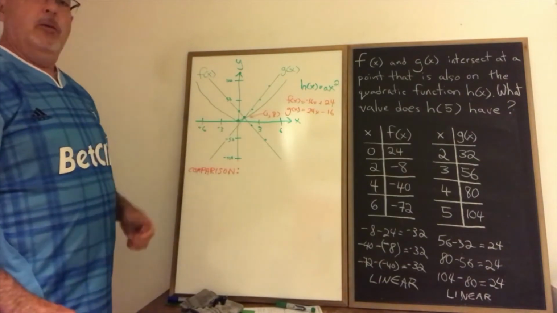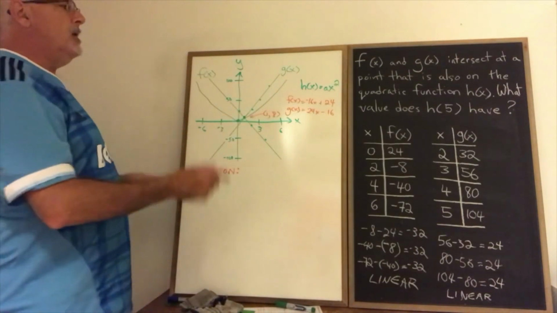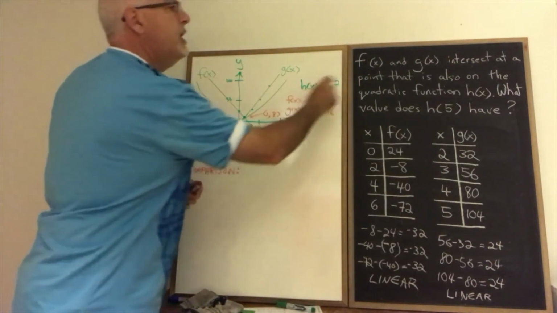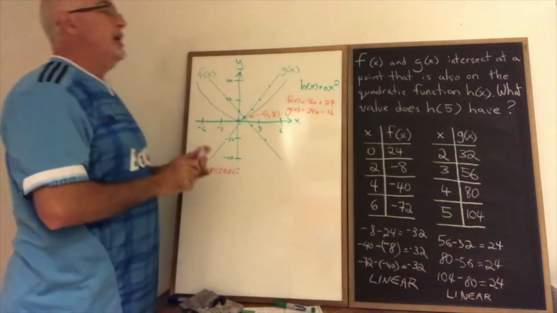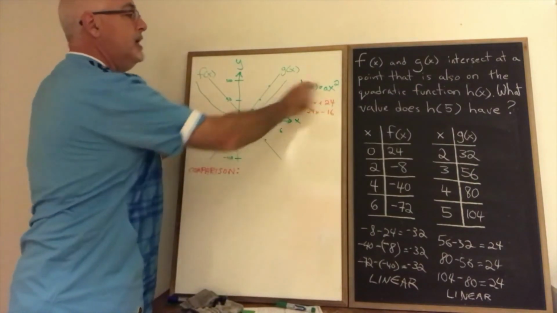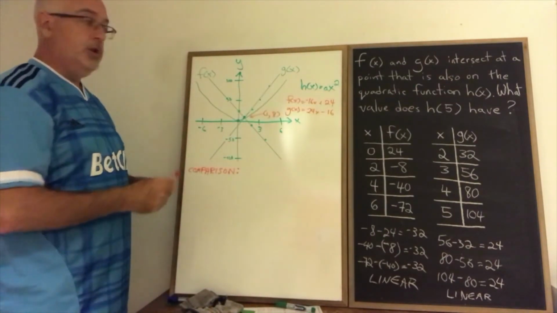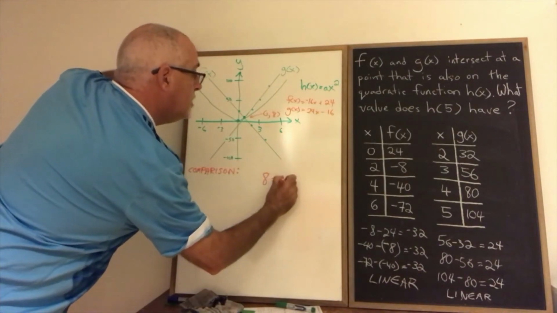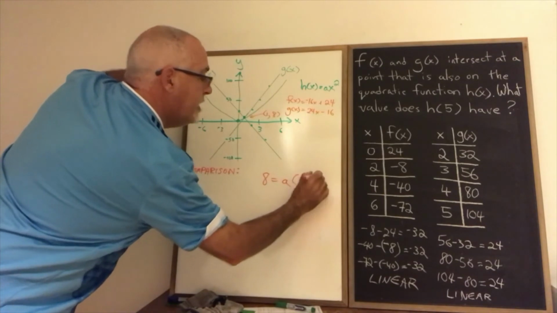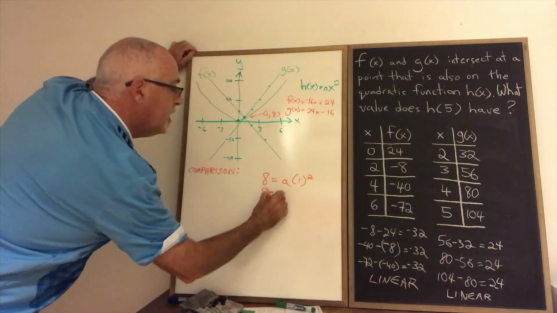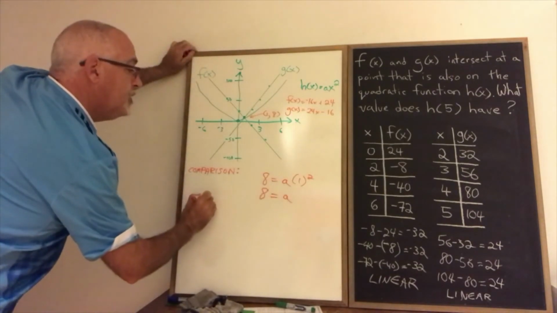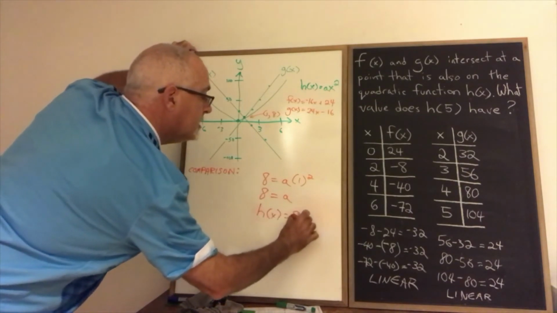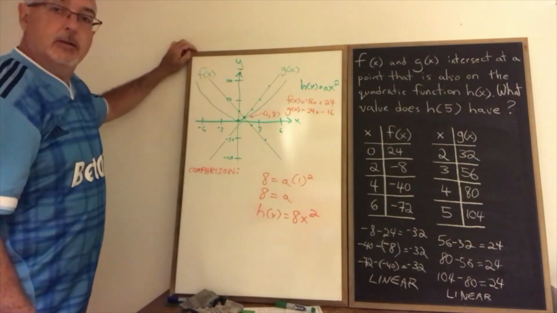But now I know the point 1, 8 is on both f of x and g of x, but more importantly to me right now is also on h of x, because it says so here. So I can plug 1, 8 into h of x in order to find the equation. So I get 8 equals a times 1 squared. 1 squared is equal to 1. So 8 equals a. I know my equation. H of x equals 8x squared. Final answer is coming up.